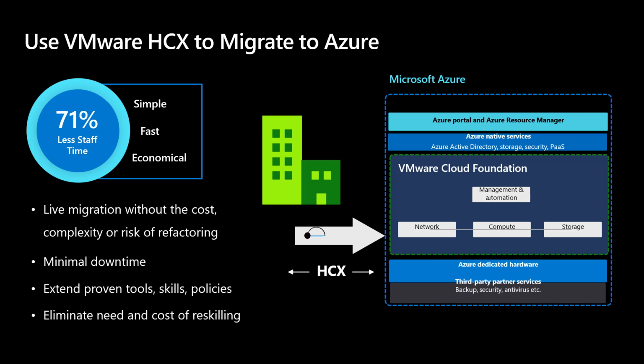When customers think about a migration pattern into Azure, they will lean on Hybrid Cloud Exchange, or HCX, to migrate into Azure. This migration pattern supports a live migration without the cost, complexity, or risk of refactoring. There's very minimal downtime in this migration effort, moving a VM from an on-premises vSphere environment into Azure VMware Solution. Customers are able to extend their proven tools, skills, and policies without having to change much of anything related to their operational workflow. This eliminates the need and the cost of reskilling.